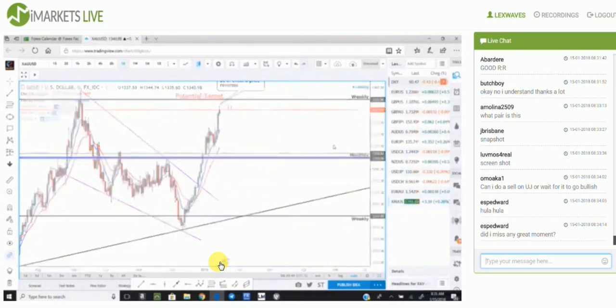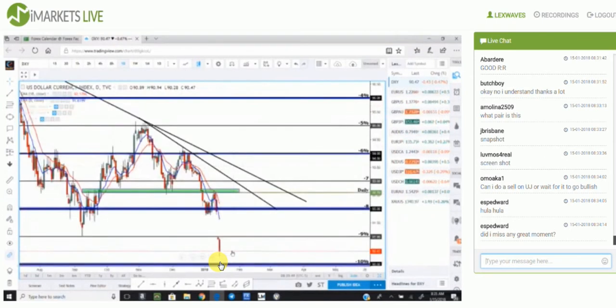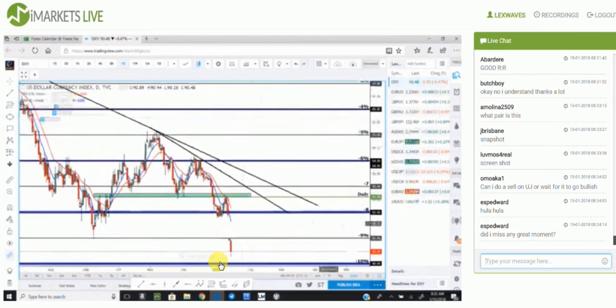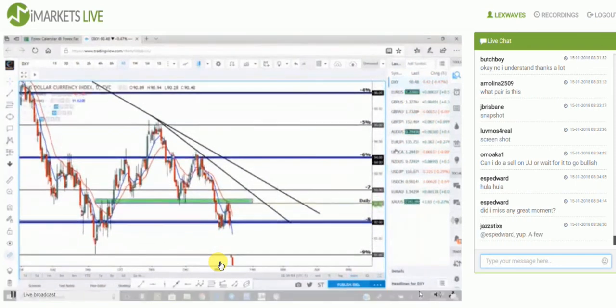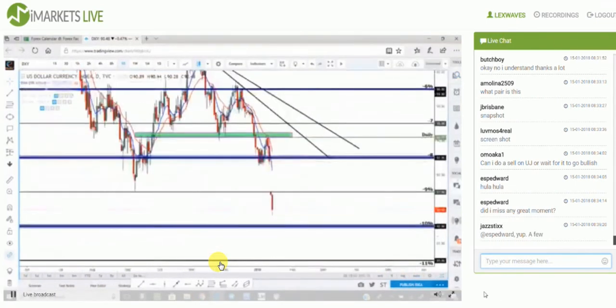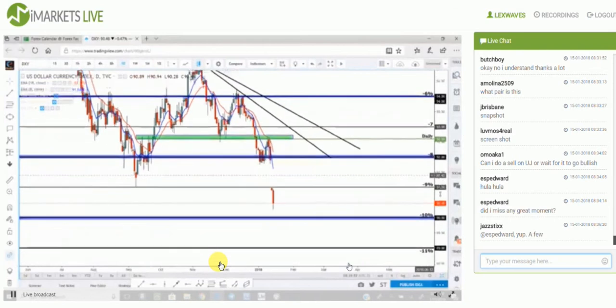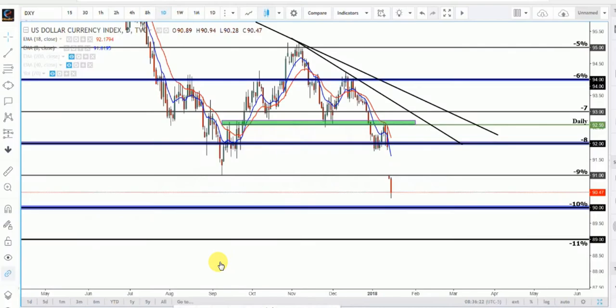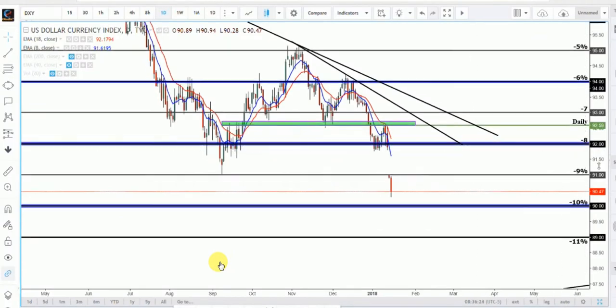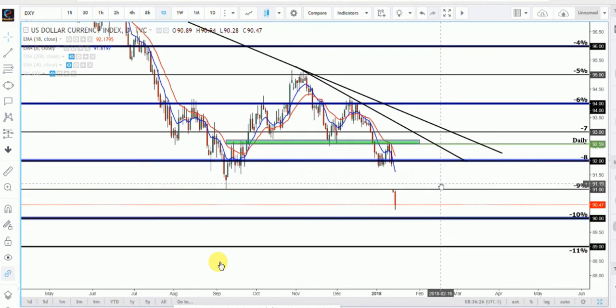We're already doing that. We're already doing that. Very good, already doing that. Just always keep in mind your risk to reward.